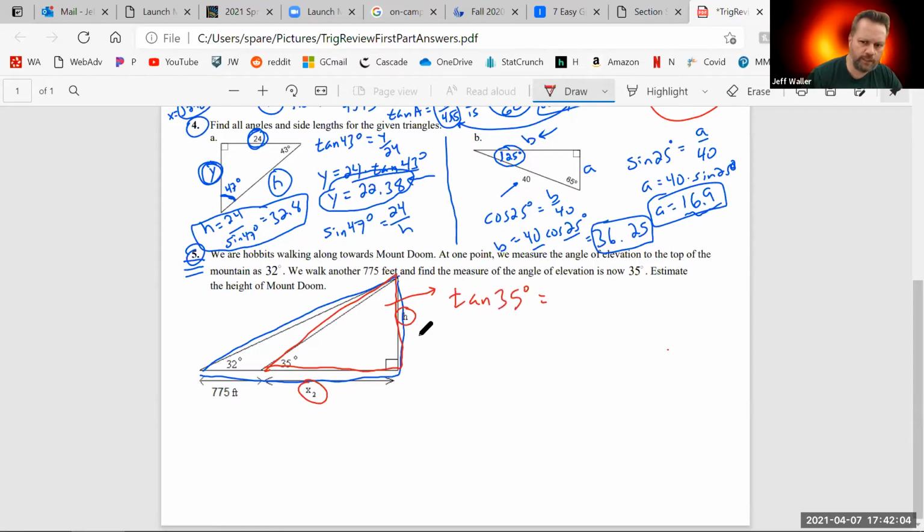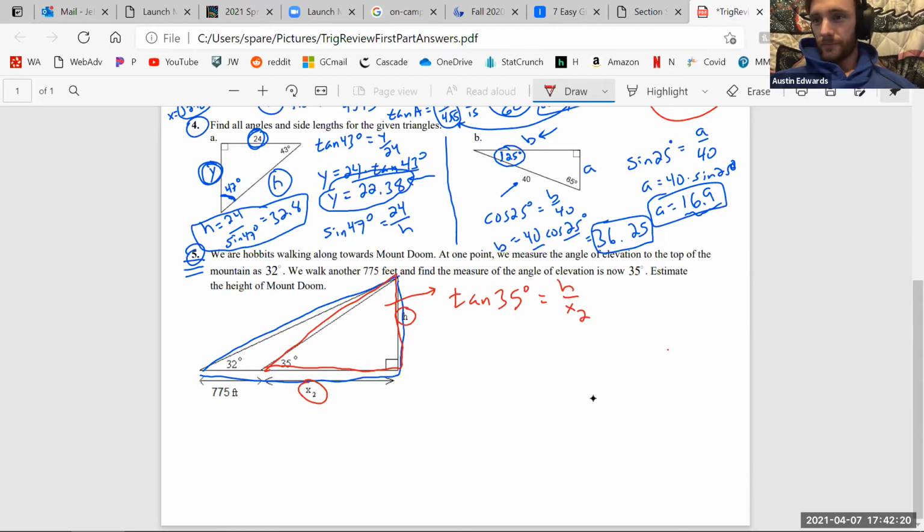And then how do I set up the ratio? Opposite over adjacent. Sure. So it's the y side over the x side. So it'll be h over x2. I like it. I have no idea why I call that x2. I think I changed this problem around, but anyway.